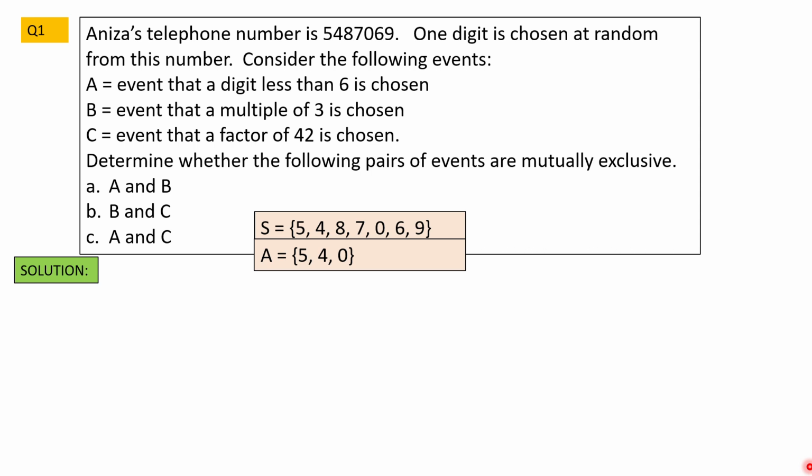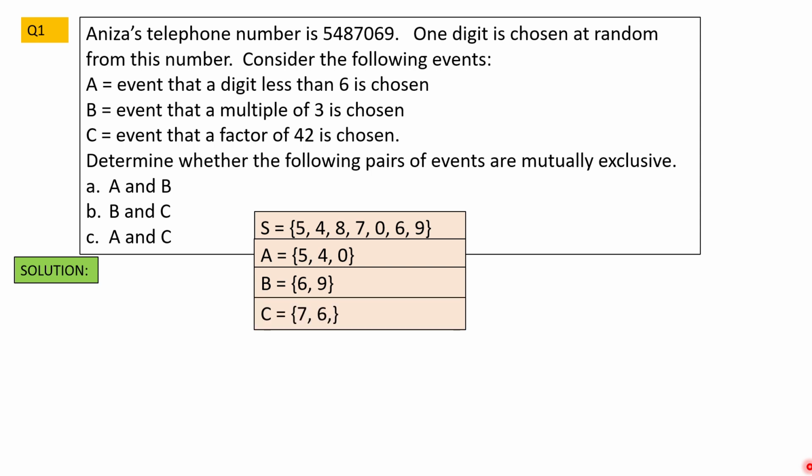Next, event B, multiple of 3. So we have 6 and 9. Okay, and the last one is event C, where event C consists of factors of 42. So here we have 7 and 6. Okay, so let's look at the question again. Determine whether the following pairs of events are mutually exclusive.